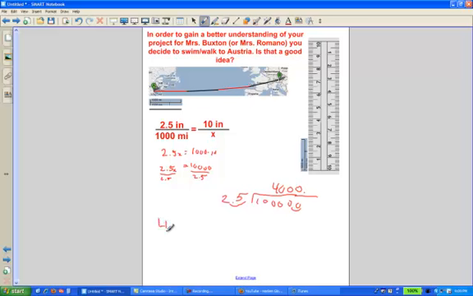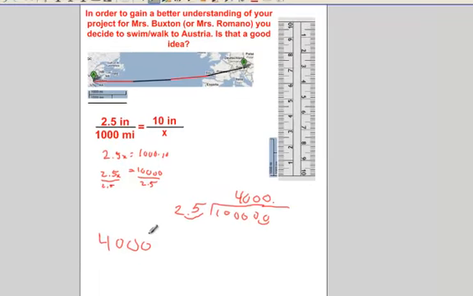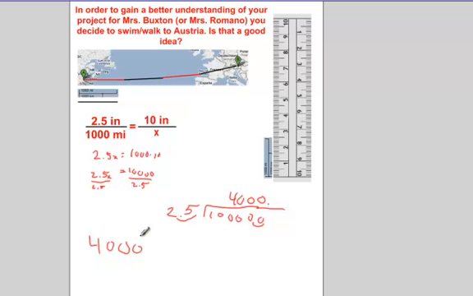Using math as my reasoning, I would say it's not a good idea, even though you want to do well for Mrs. Buxton and Mrs. Romano, to swim and walk to Austria. Especially because when you get to Austria, there's these mountains called the Alps. It's a really hard walk. So even if you are physically fit, the 4,000 miles will take its toll on you. My advice is just to do the research, maybe through a book, through the internet, or even stay after school and get extra help on the assignment.